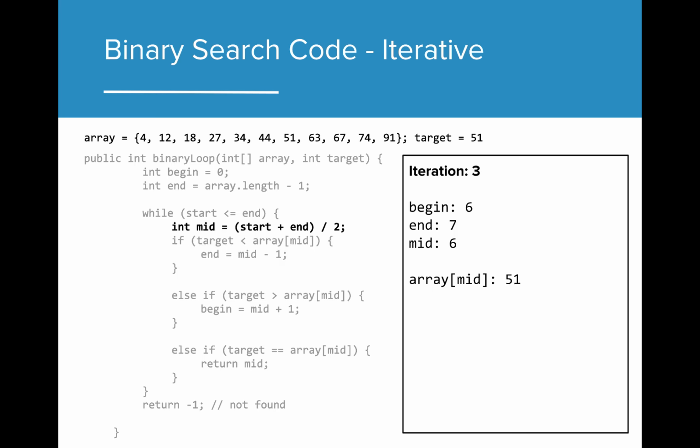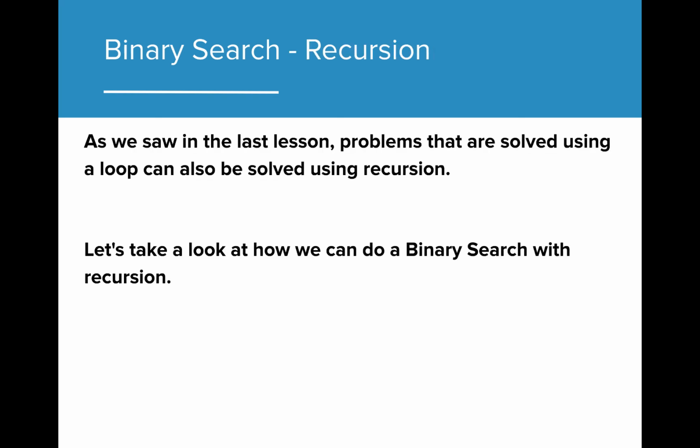In the final iteration, we see we only have two values remaining. The midpoint value is calculated as the same value as our beginning point in this case. On this third iteration, our midpoint that is tested is equal to our target number, and we return that value. As we saw in the last lesson, problems that are solved using a loop can also be solved using recursion. Let's take a look at how we can do a binary search with recursion.